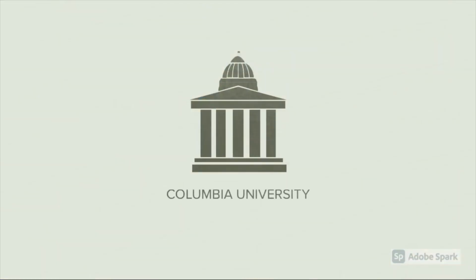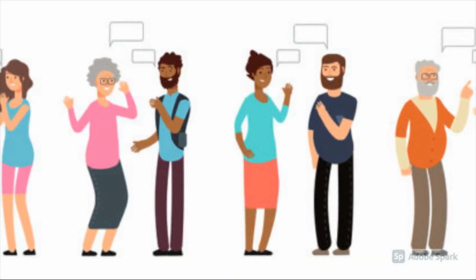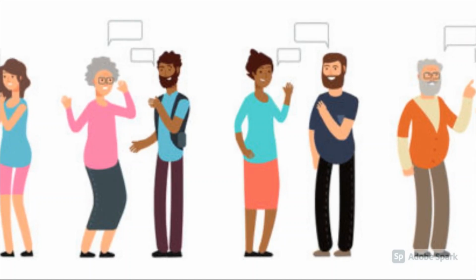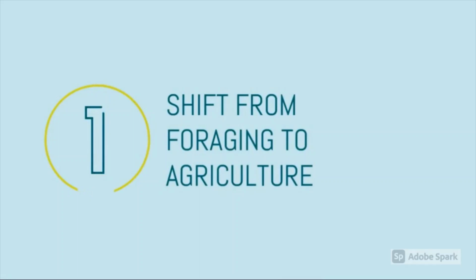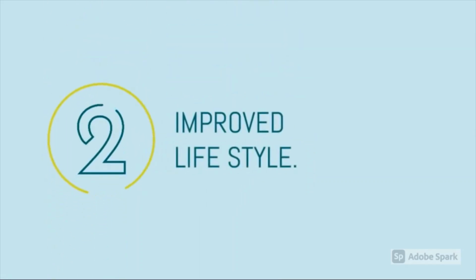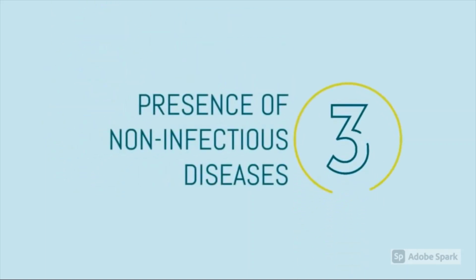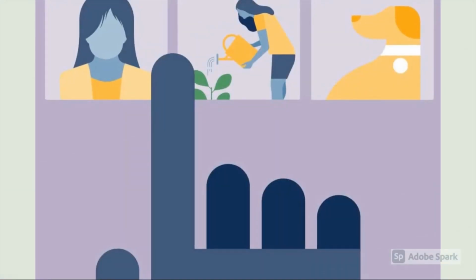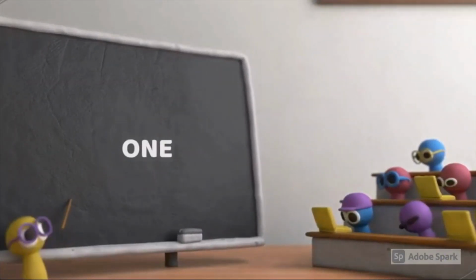According to Columbia University, the human relationship with disease has three transitions. 1. Shift from foraging to agriculture. 2. Improved lifestyle. 3. Presence of non-infectious disease. Now let's go a little in depth with 1.